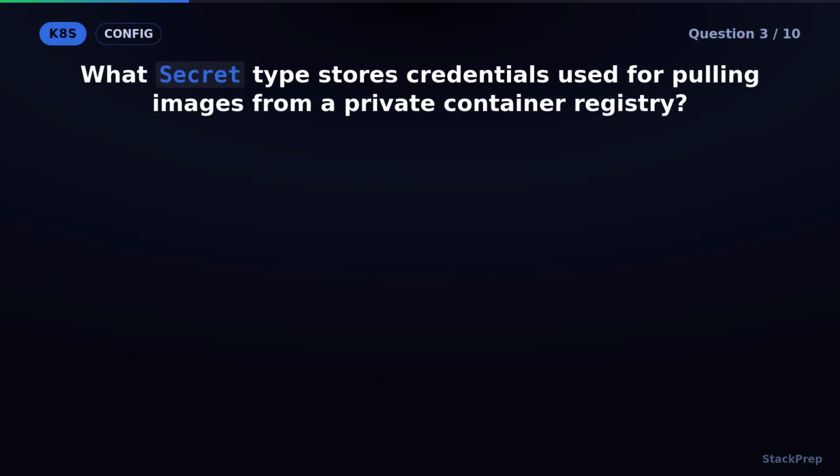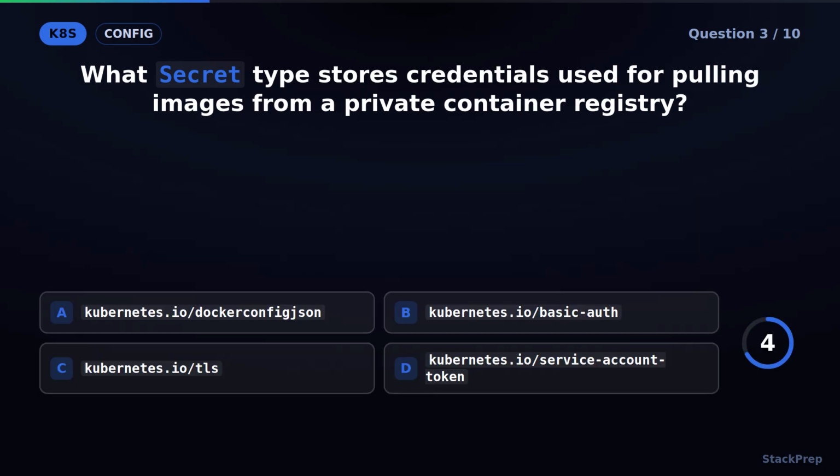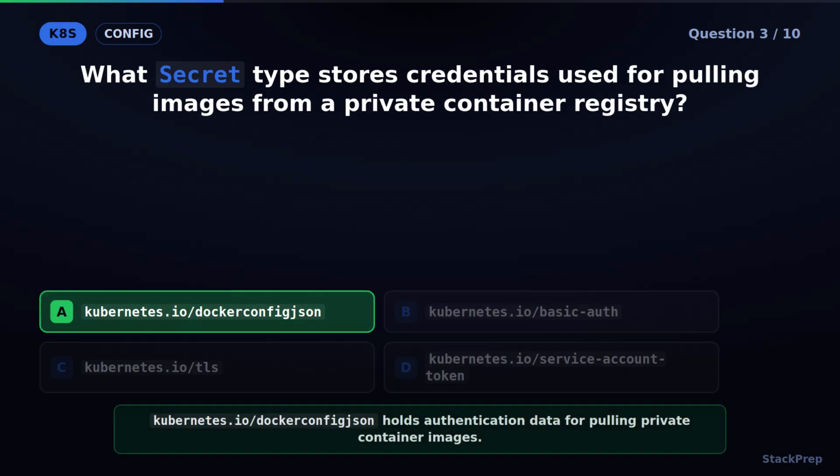What secret type stores credentials used for pulling images from a private container registry? The answer: kubernetes.io/dockerconfigjson. Kubernetes.io/dockerconfigjson holds authentication data for pulling private container images.